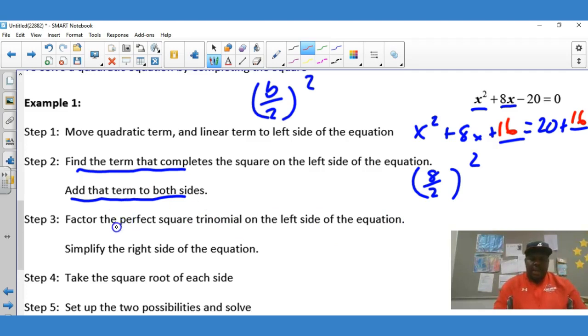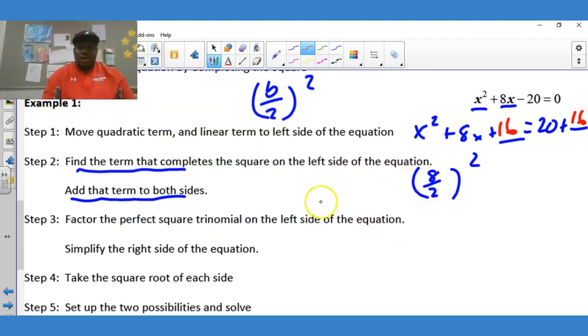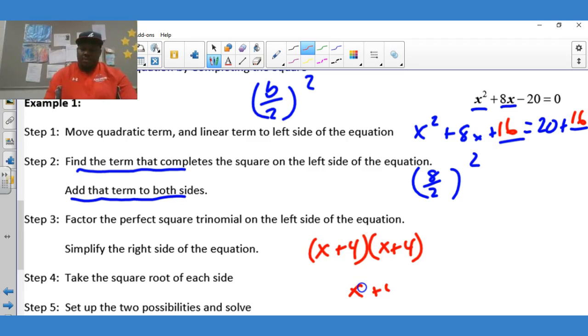So now it says factor the perfect square trinomial on the left side of the equation. Now to factor this, guys, here's how you factor it. What two factors of 16 will add to give me 8? That's going to be x plus 4 and x plus 4, because 4 times 4 is 16 and 4 plus 4 is 8. So we're just going to write this as, see how it's two of them? x plus 4, x plus 4. I'm going to write x plus 4 squared like that.